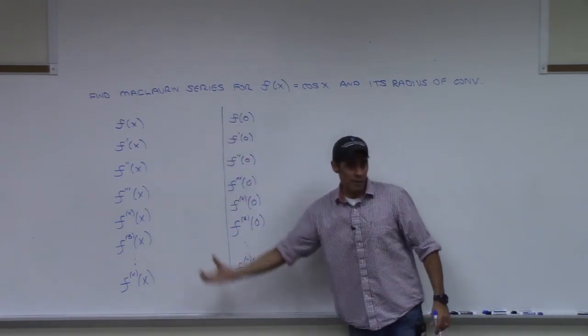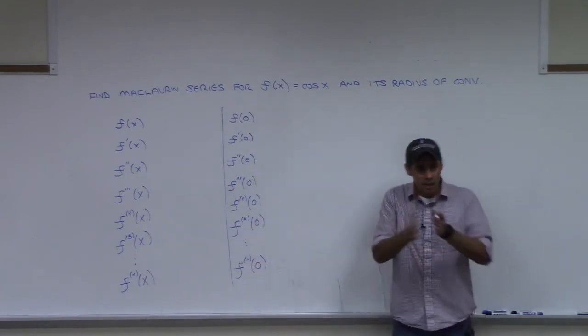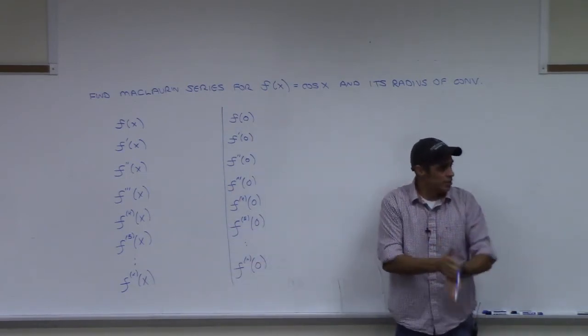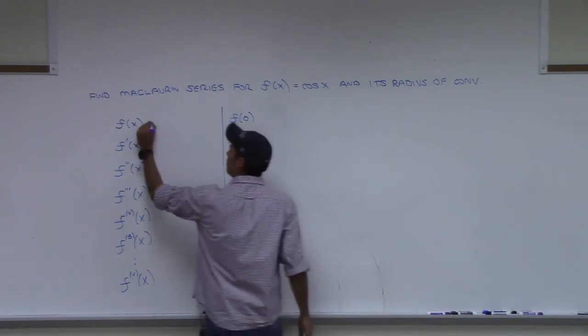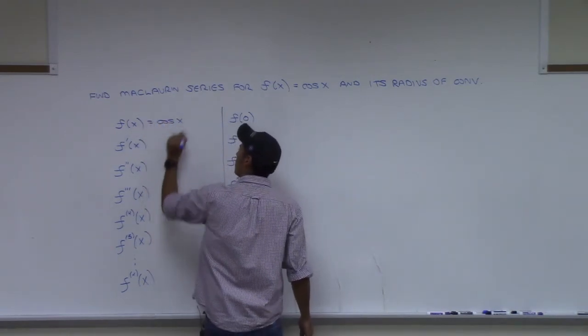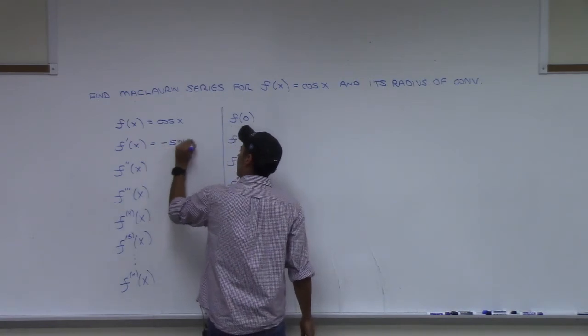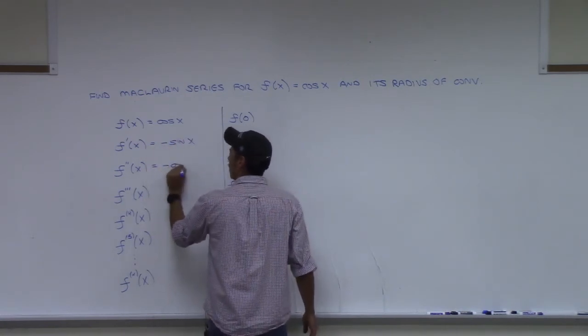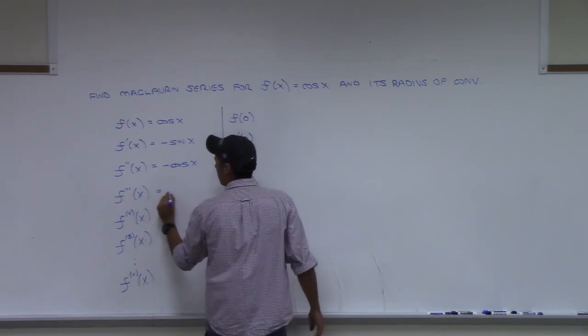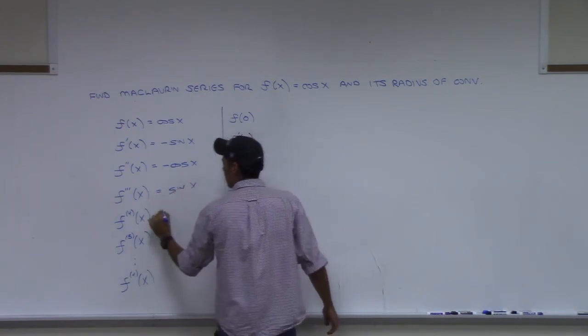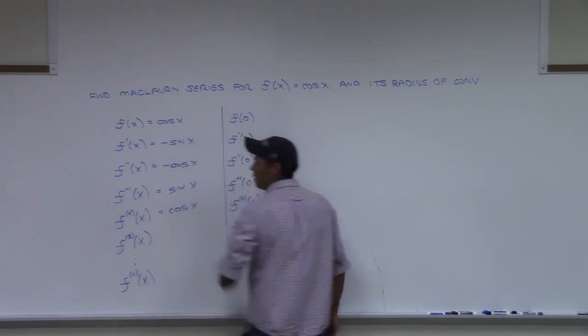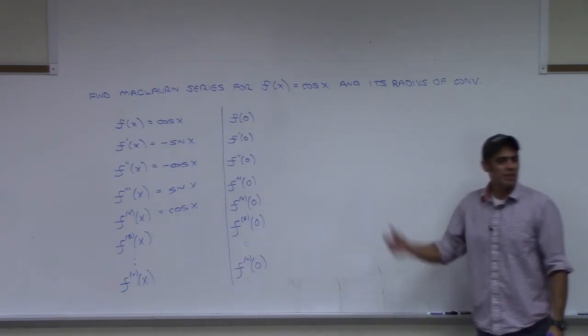This is just the derivative of the function. Then here's me plugging in the value of A into each one of them. So let's go with this. F of x is cosine x, right? Derivative of that? Minus sine x. Derivative of that? Negative cosine x. Derivative of that? Sine x. Derivative of that? Cosine x. I'm back to cosine, right? Now everything's going to repeat.